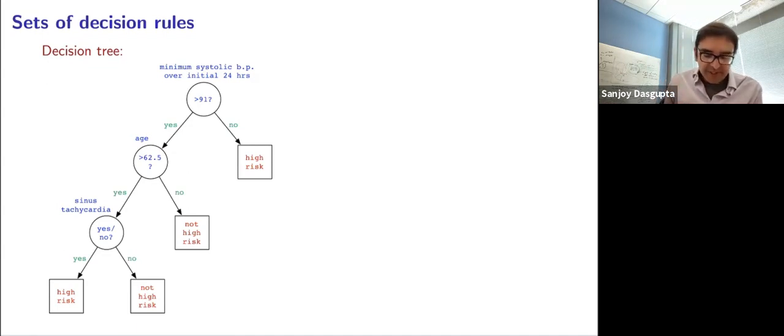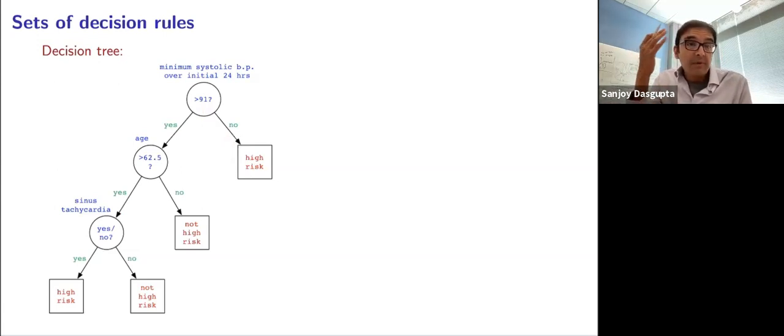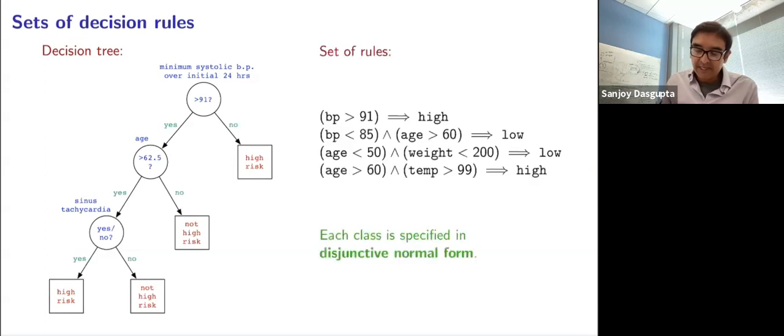Now, in this case, you can think of this tree as being 4 rules, okay? A rule at each leaf. So the points that arrive in this leaf are basically classified using the conjunction of 3 features. And the points that arrive here are classified using the conjunction of 1 feature. Well, if we're happy with conjunctions of 3 features, why don't we just allow an arbitrary set of rules that are conjunctions of three features?